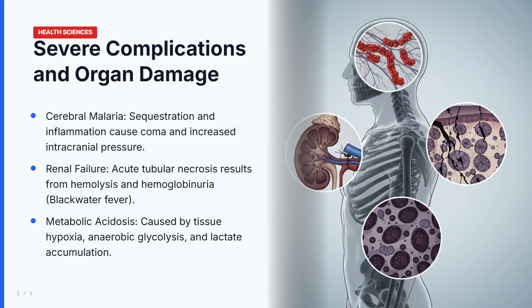Furthermore, the systemic tissue hypoxia forces the body into anaerobic glycolysis, causing a lethal accumulation of lactate and metabolic acidosis. These are not merely academic terms. They are the physiological battles occurring within the patient. You must understand these mechanisms deeply to save lives.